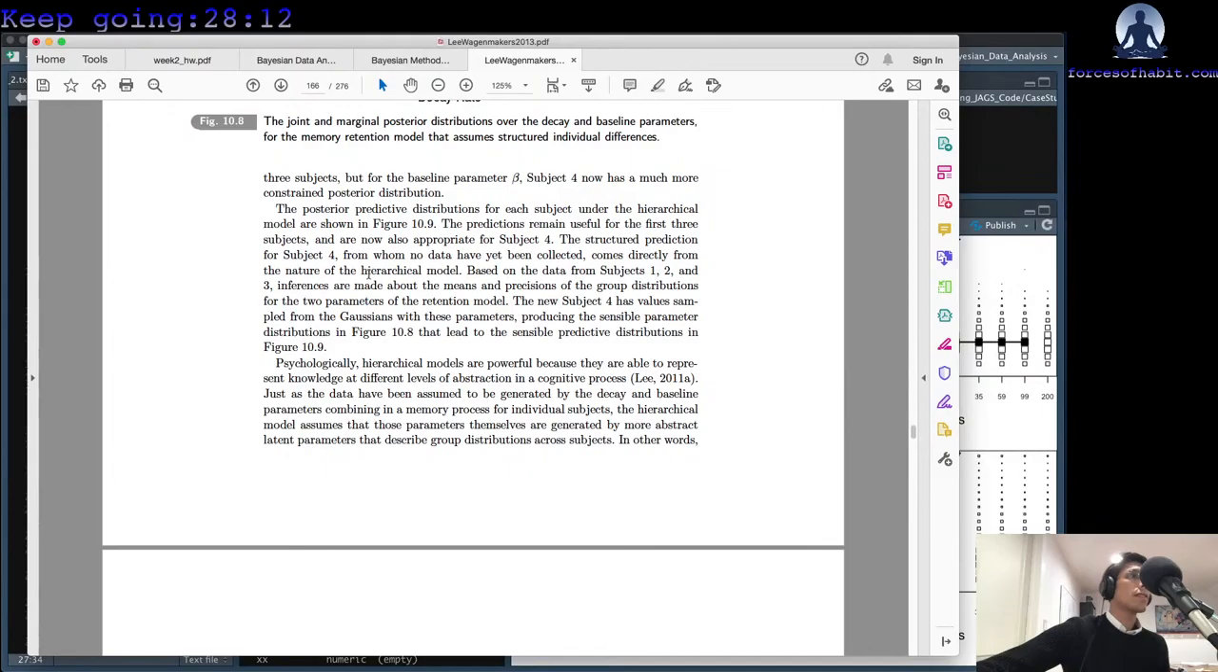So it's a hierarchical model. Here it says that the predictions remain useful for the first two subjects and now are also appropriate for out-of-sample predictions.